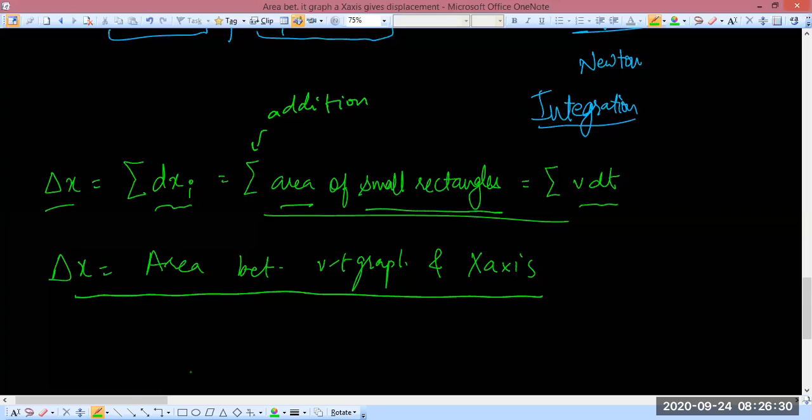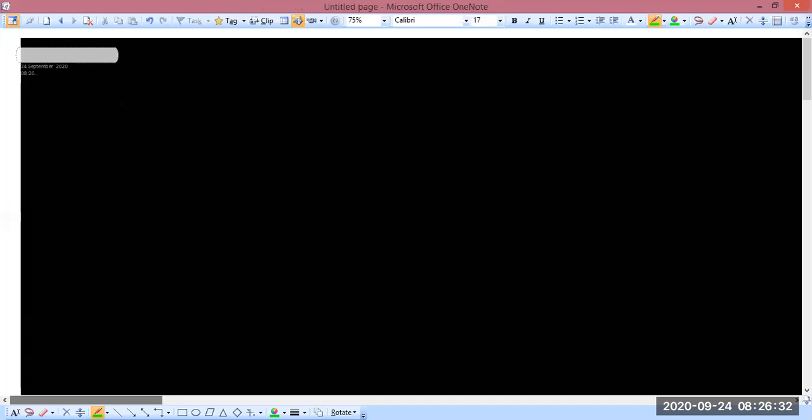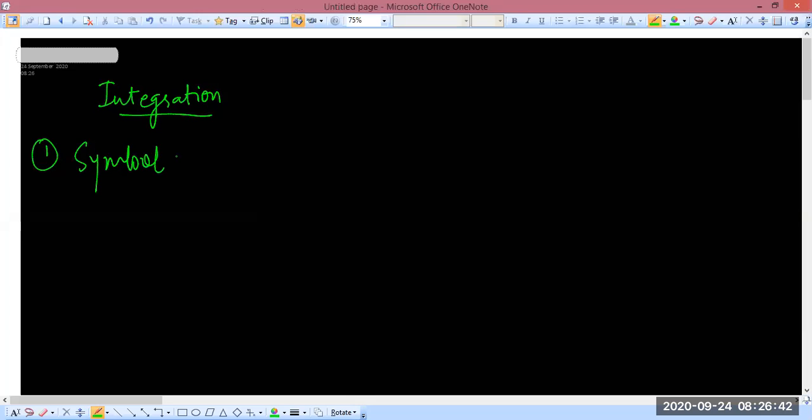So finally we are on to maths now. I've explained the physics that I wanted to. Now we are talking about integration. First of all, the symbol. The symbol of integration is like this. So this means you are taking everything, this is what it means. All right, this is the symbol of integration.